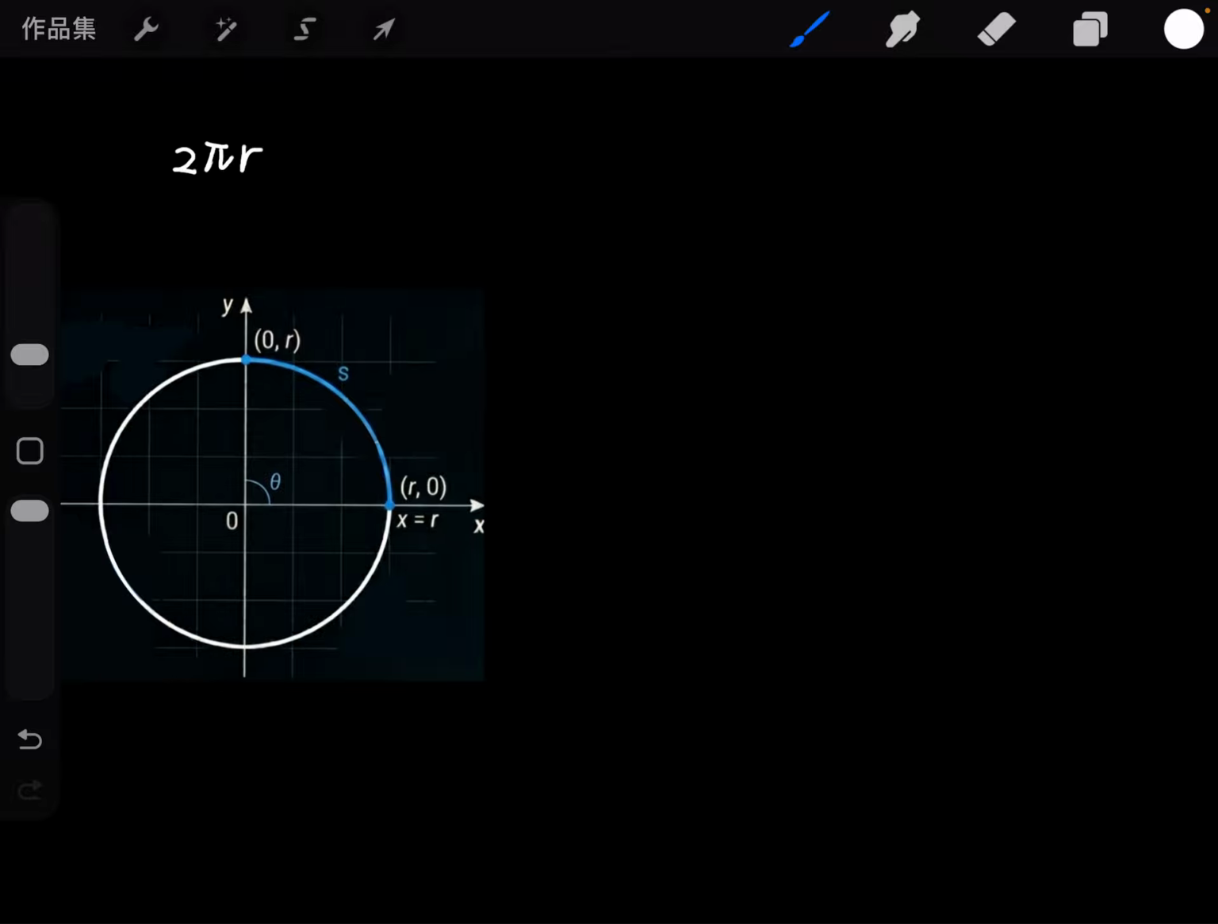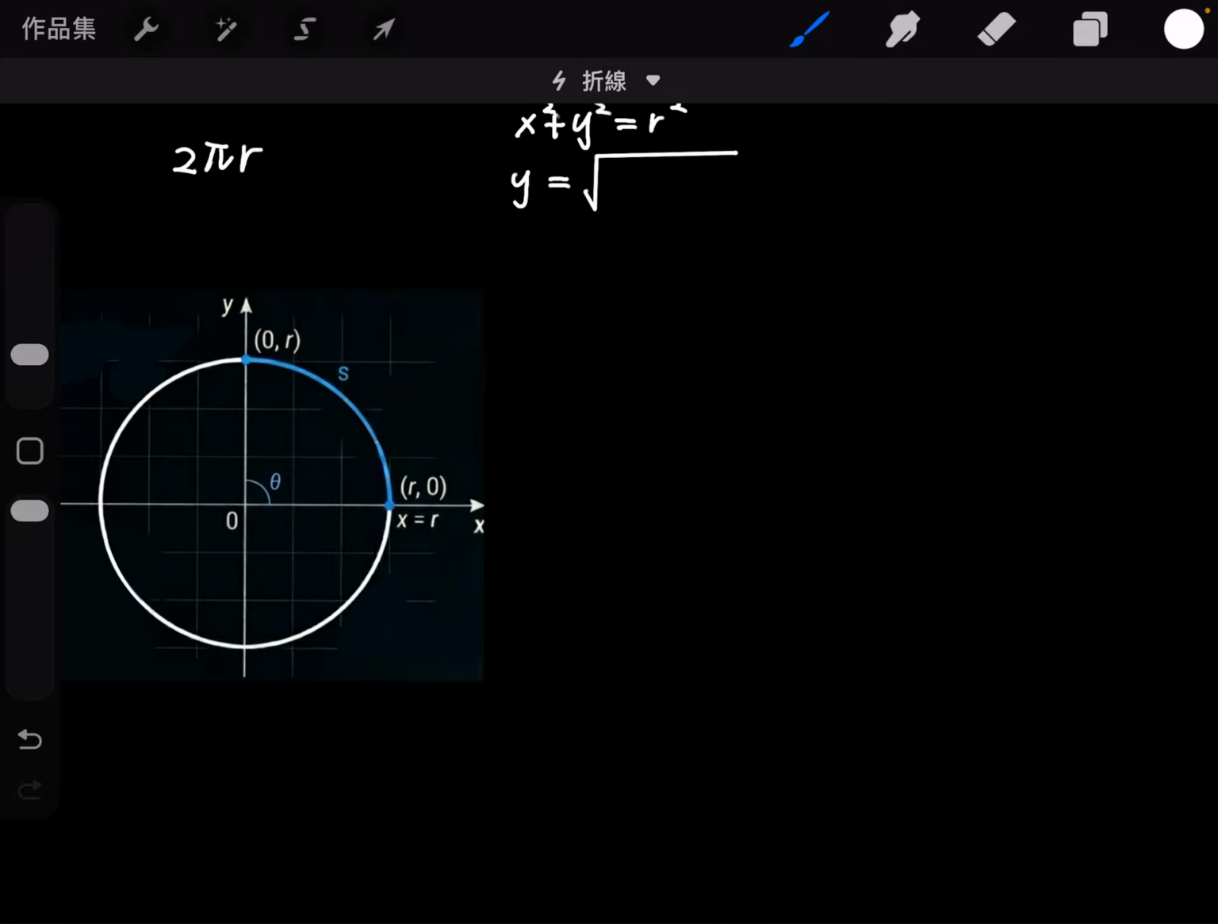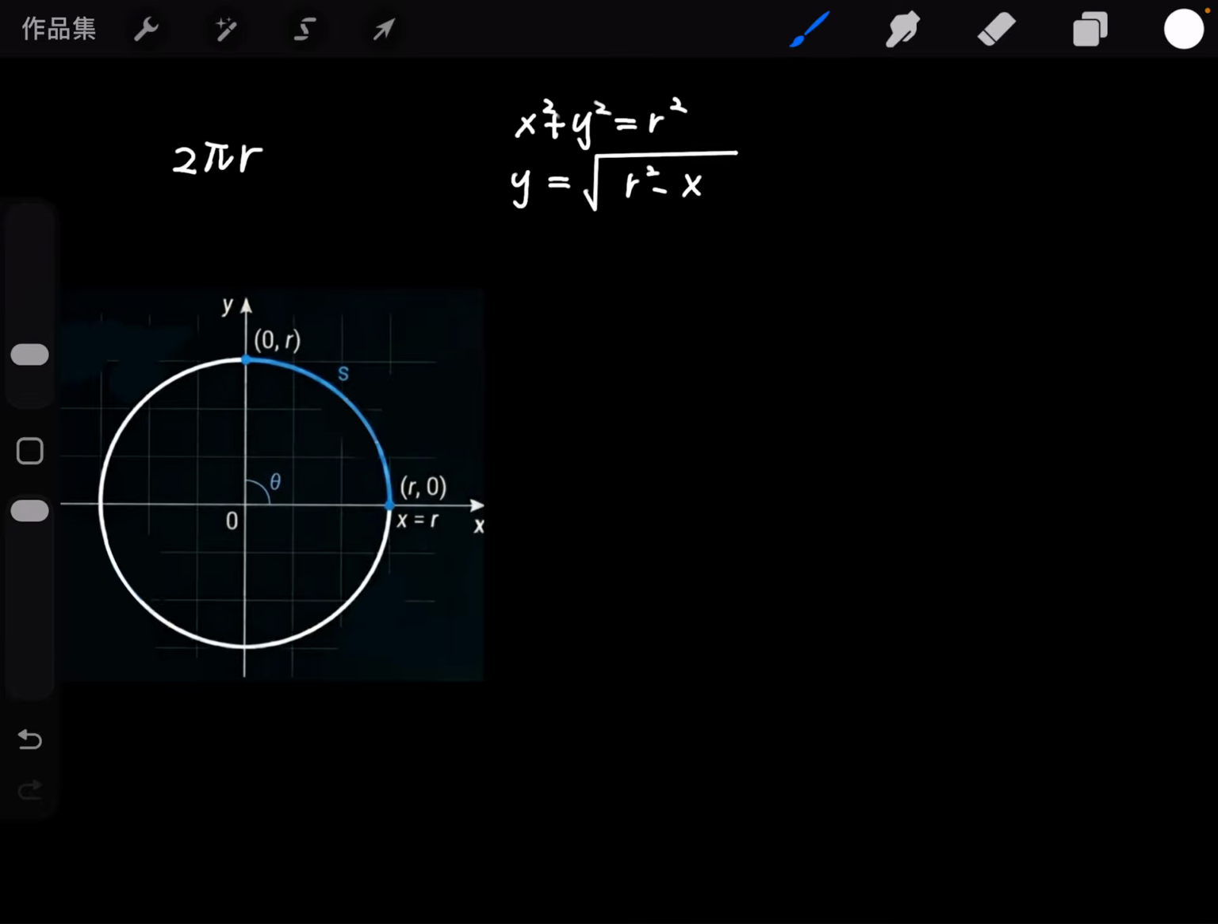Okay, so first of all, we find the function of this circle, which you all already know will be x squared plus y squared equals r squared. So let's just write it more standard, which will be y equals the square root of r squared minus x squared.